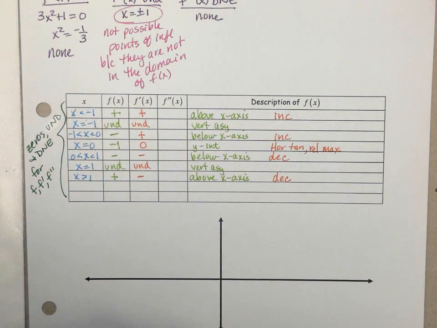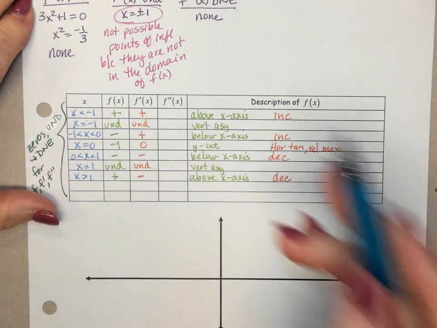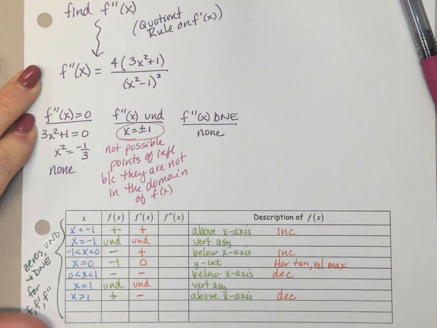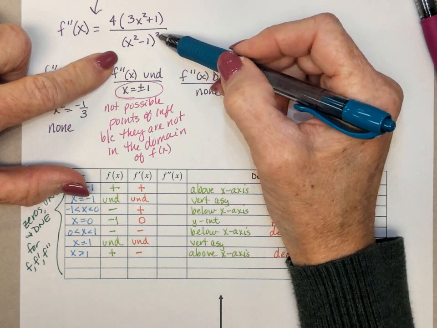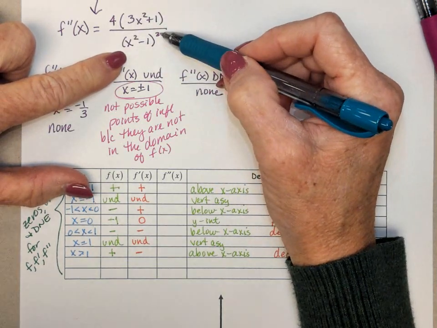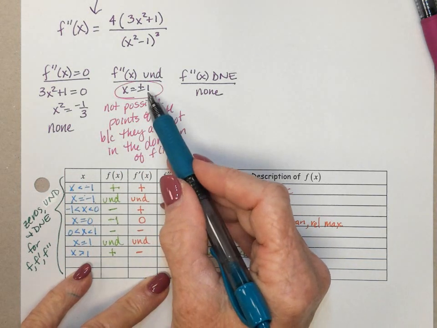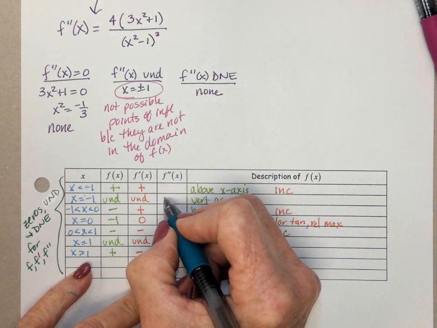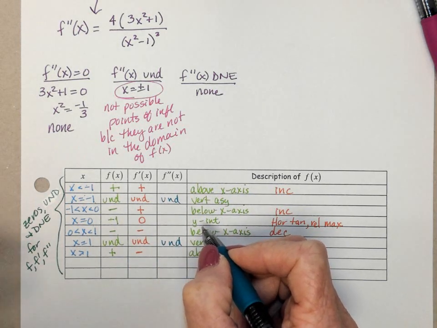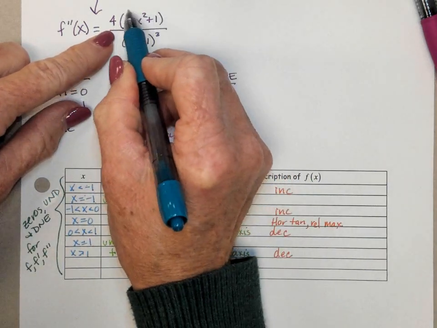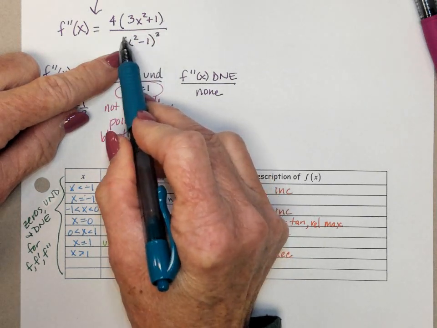Okay, last one here, let's look at f double prime. And conveniently, f double prime is on this page, right up here. And again, I'm interested in signs. I don't have anything that's equal to 0. I do have an undefined at plus or minus 1. All right, so the numerator is always positive. So I don't have to worry about that. I just need to worry about the denominator.